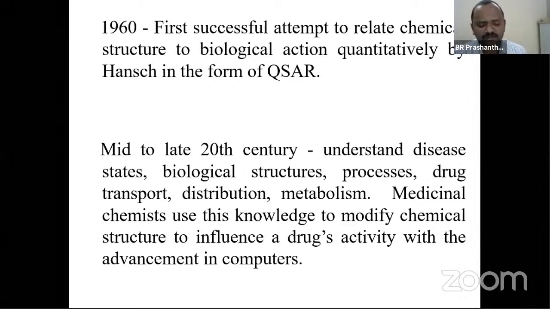My dear friends, much of the development in the field of pharmaceutical sciences happened in this particular time, from the mid to the late 20th century. Today, if you look at the drugs in the medical shop, most of them were discovered from the mid to the late 20th century. The majority of the drugs that we are taking today are from this period.